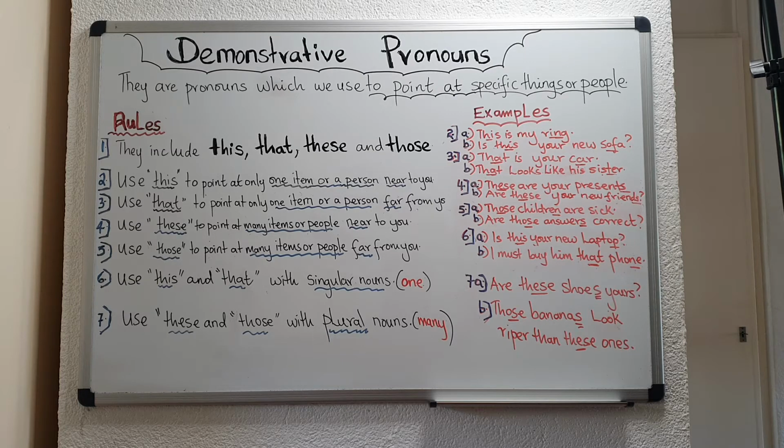Okay? The next example, 3b. That looks like his sister. So she's across the street and I'm seeing this girl and she really looks like somebody I know. And then I can say, that looks like his sister. So she's far away. She's not near me. Okay? So use that to point at only one item or one person that is far away from you. Okay?